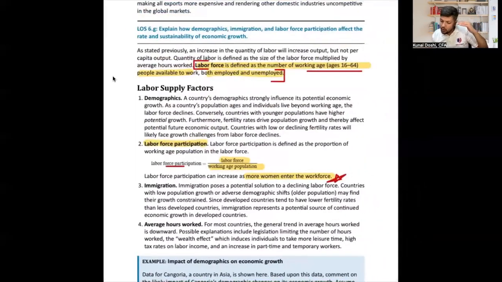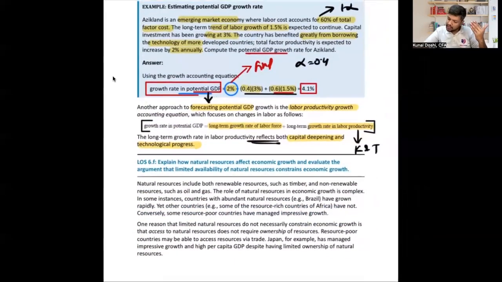Got it? Understood? Everyone till this point? Yes, yes. Any questions till this point?